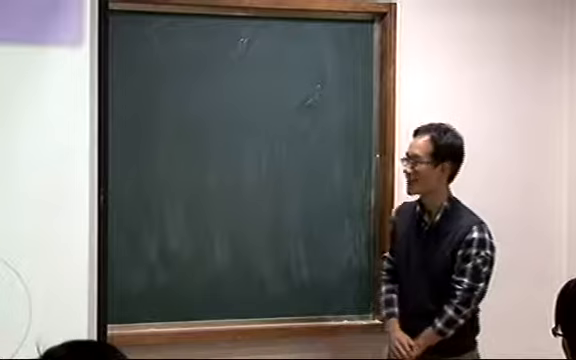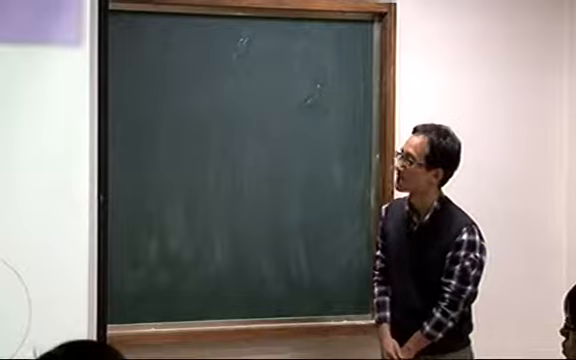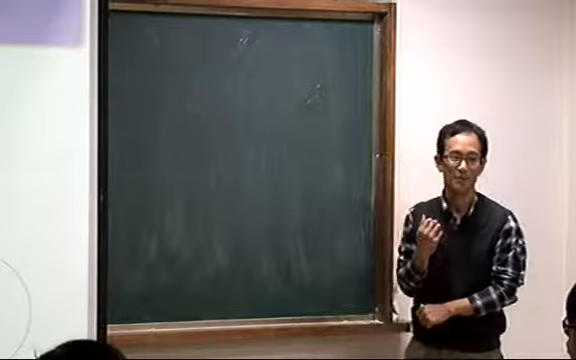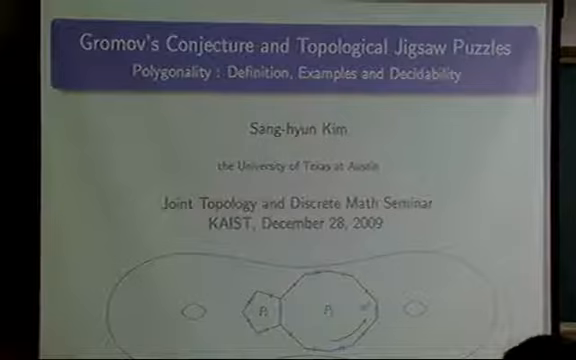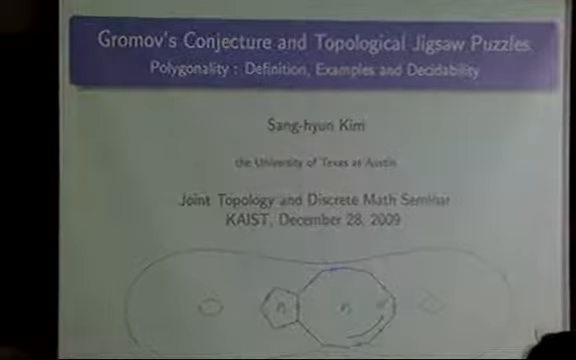Today, I'd like to talk about Gromov's conjecture and topological jigsaw puzzles. Basically, this is about a very basic and elementary property for a word in a free group that will be called polygonality. I'll talk about its definition, examples, and the decidability of it, as well as its motivation from three-manifold theory. Roughly speaking, it's like playing a jigsaw puzzle in a topological sense. In some sense, it is the most natural notion of jigsaw puzzle, as you'll see.